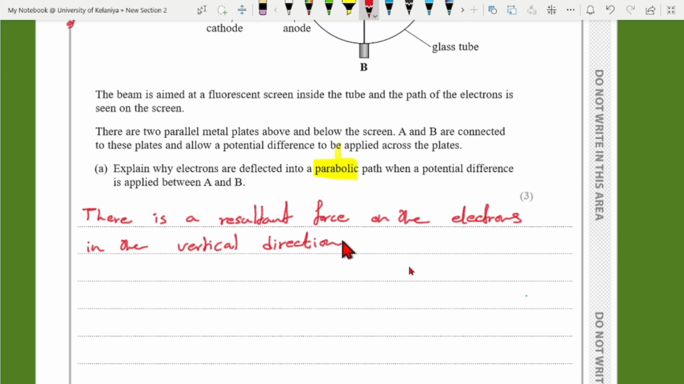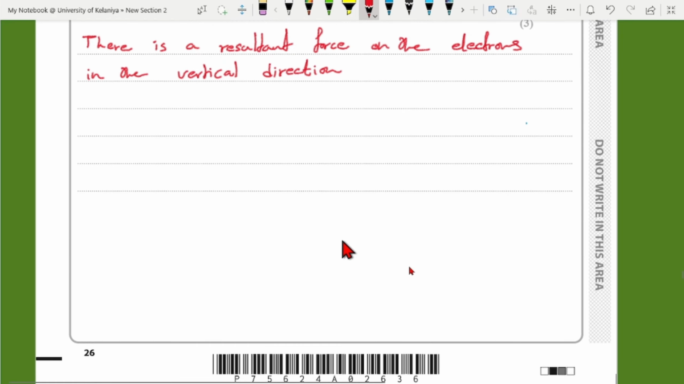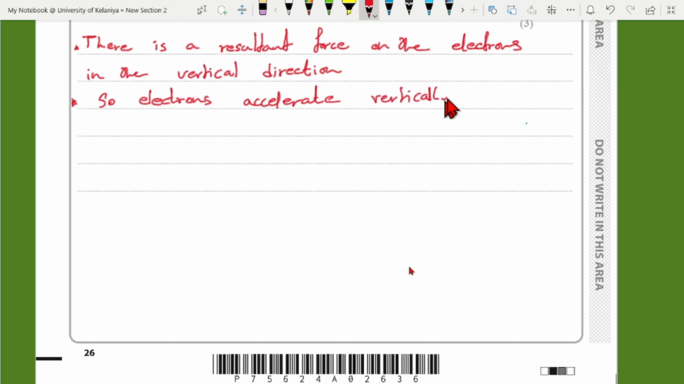Along the vertical direction, right? Okay, so what will happen to the electrons? They will accelerate along the vertical direction. So electrons accelerate vertically. What about in the horizontal direction, right? They have a constant speed or velocity.